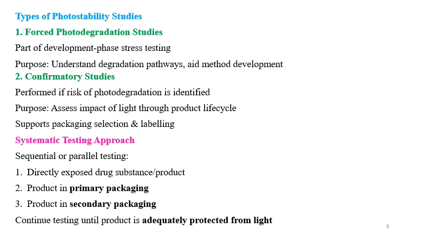Forced photodegradation study is a part of the development phase and it is a type of stress testing to evaluate and understand degradation pathways and to help method development. Confirmatory studies are performed if risk of photodegradation is identified. Many of the times, the confirmatory studies are to be performed on one of the exhibit batches, irrespective of whether the photodegradation is there or not. The purpose of the confirmatory study is to assess the impact of light through the product life cycle. It supports packaging selection and labeling.